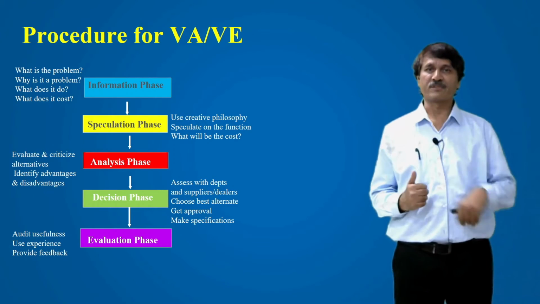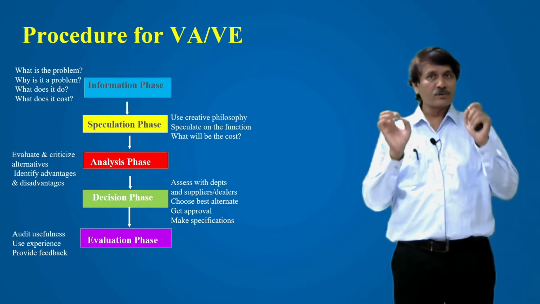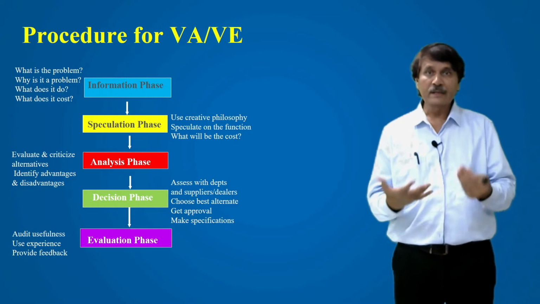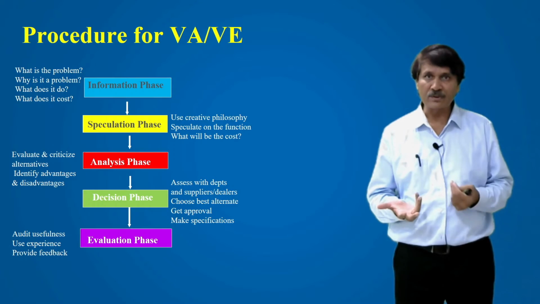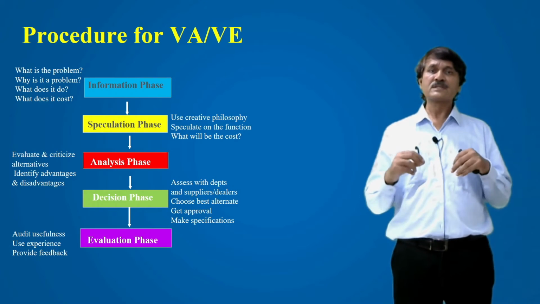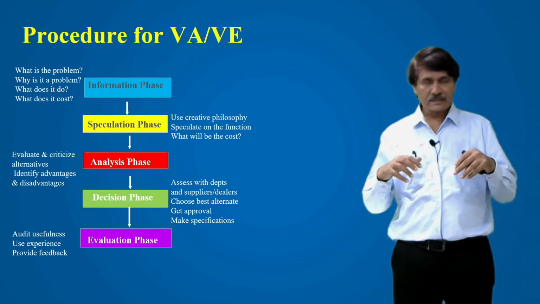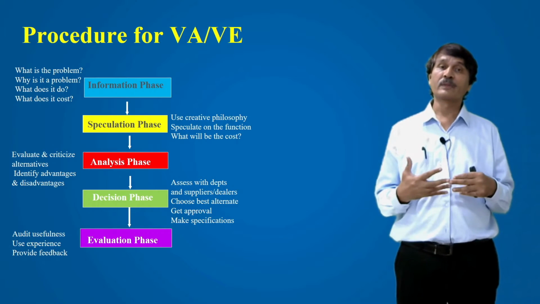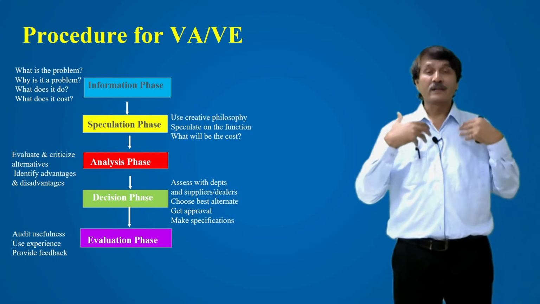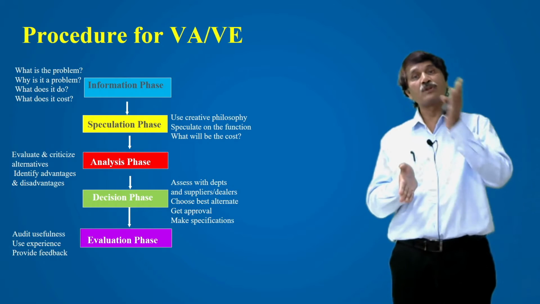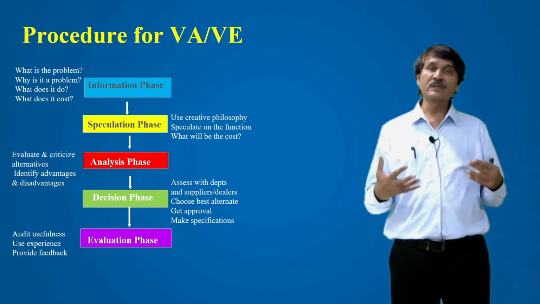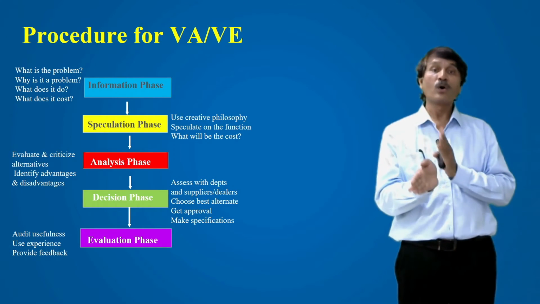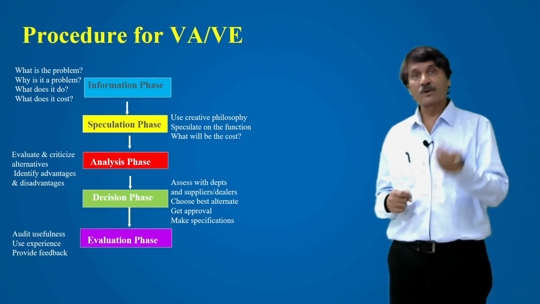Second is the speculation phase. The information is with you, then you are going to find out or speculate. That's why the second phase is the speculation phase. In this, you are going to utilize some sort of creativity, and you are going to speculate on the different functions which are associated with your product. And you are going to see that if you incorporate different functions, what is the cost of that function when you associate it with the product.